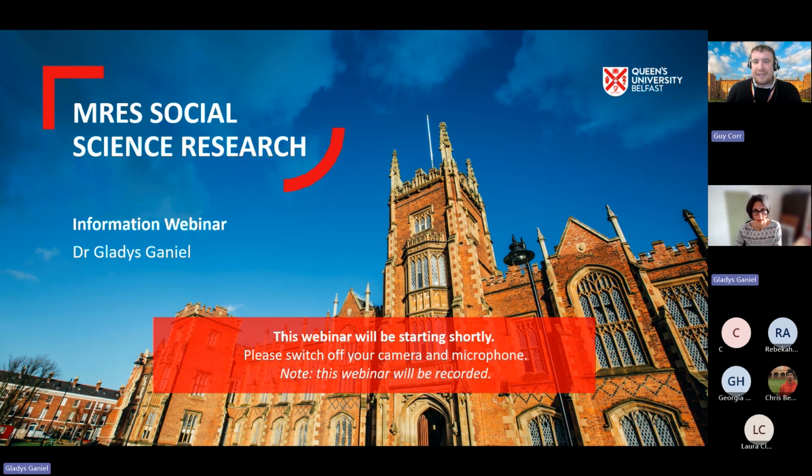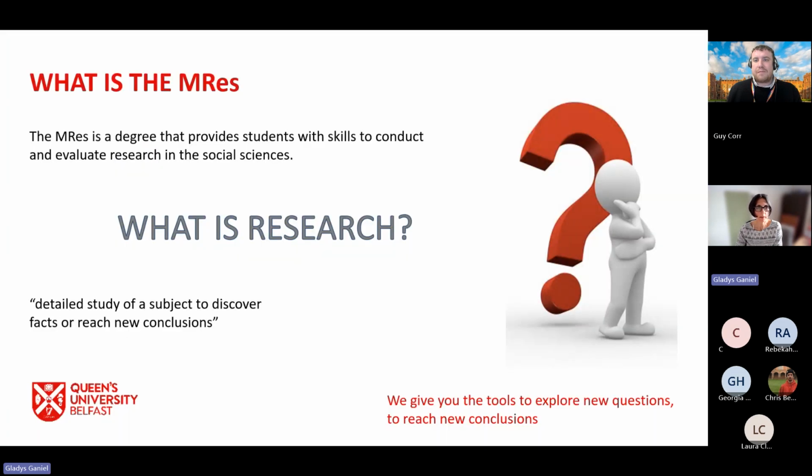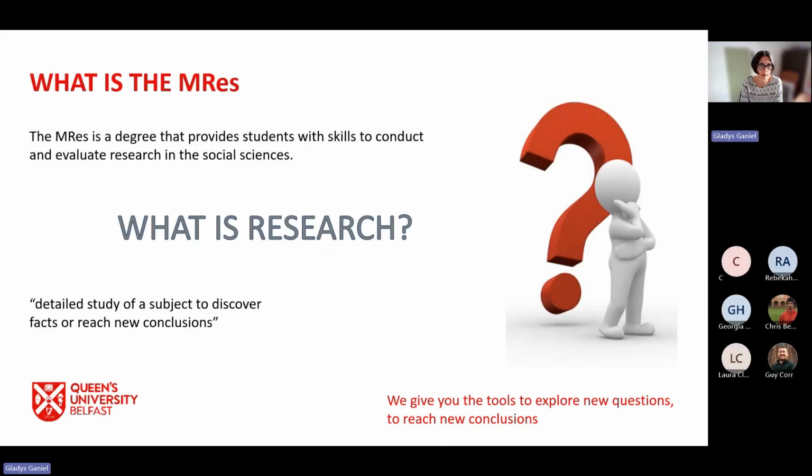Thank you, Guy, and good afternoon, everybody. So this is the Master of Social Science Research. Basically, this is the degree that will provide you with skills to conduct your own research and also evaluate research that others have done, to critically evaluate and analyze others' work out there. So you will gain from this course the tools to explore new questions, learn how to ask good questions, and reach new conclusions.